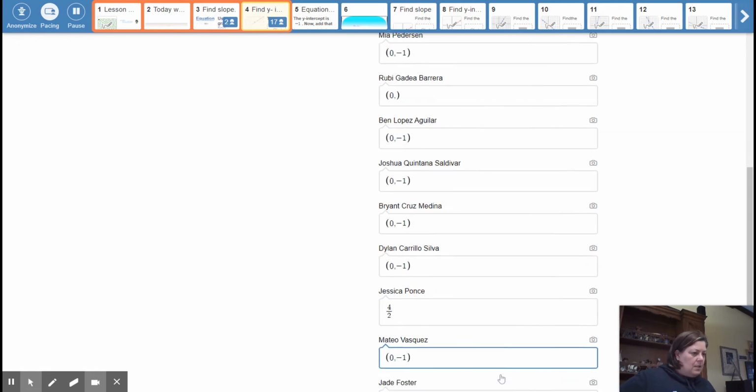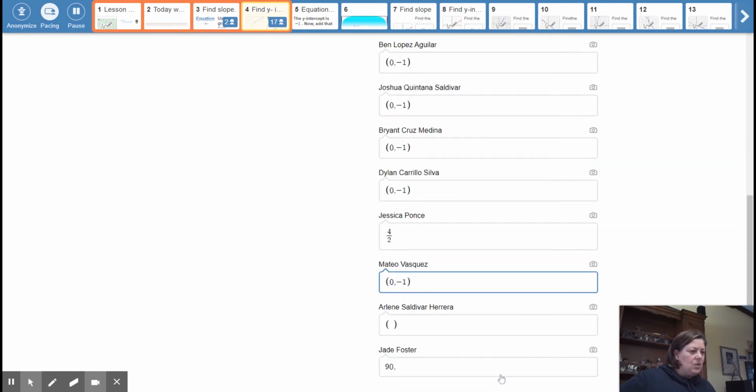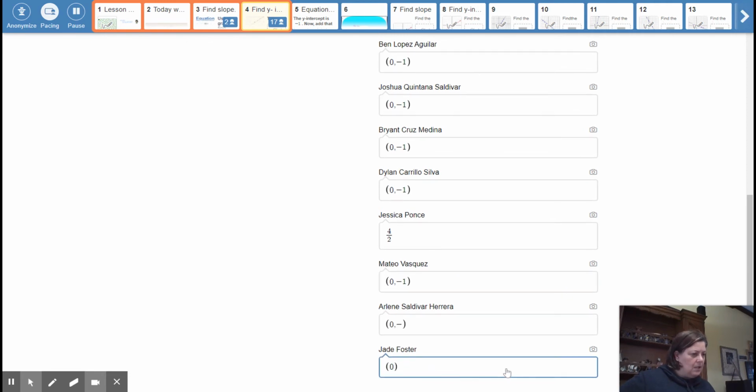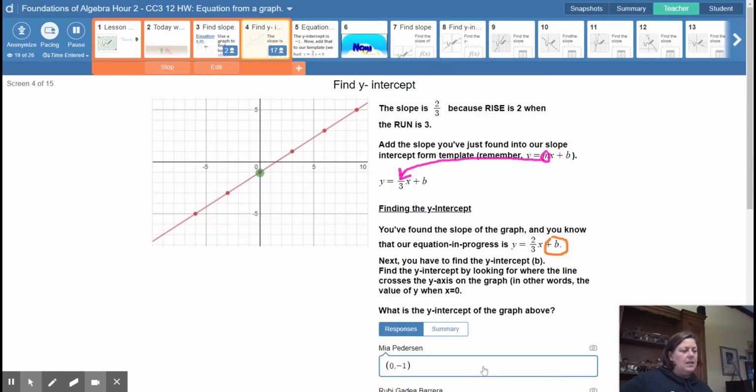Not quite, Jess. Remember, y-intercept is either going to be a coordinate pair or just a plain number. Not quite. There you go, Jade. Arlene's working on it, I see.